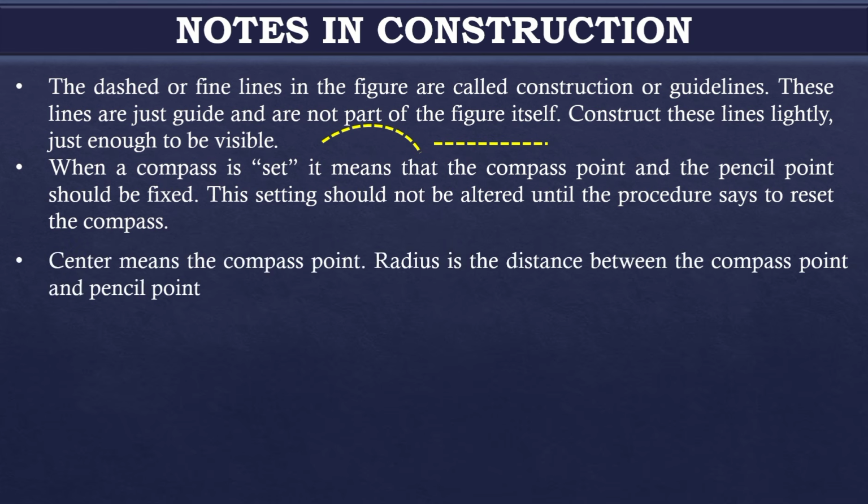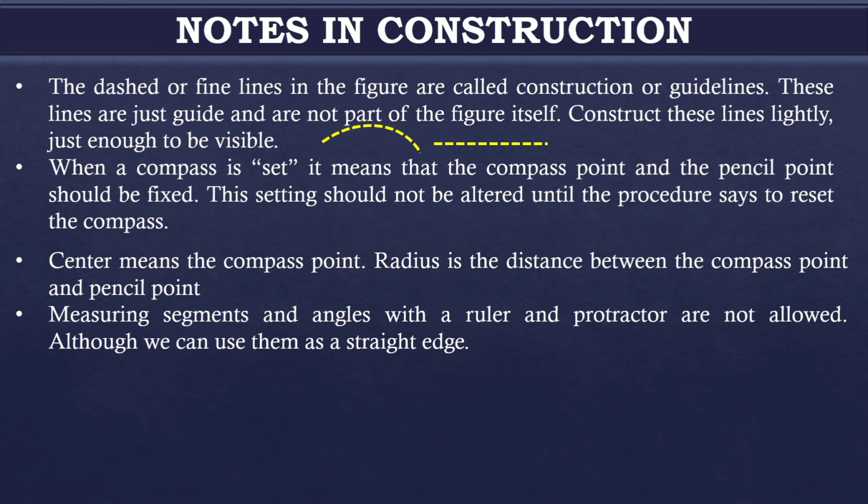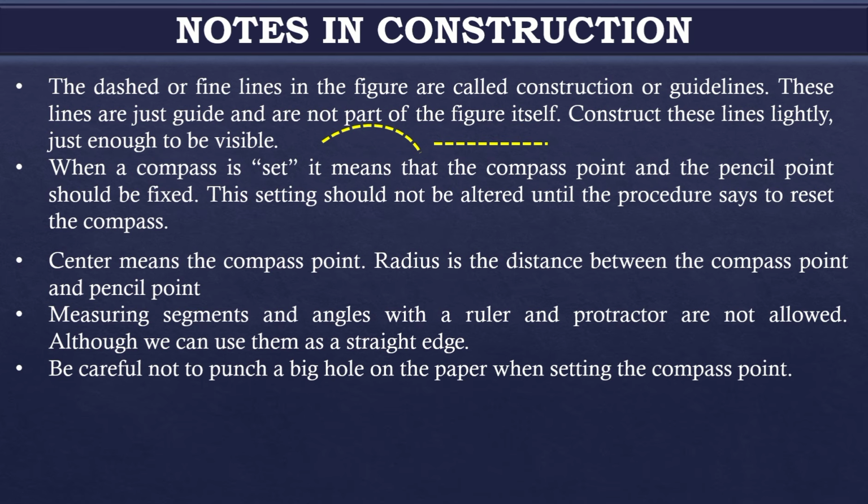Okay? And then the center is your compass point, and then the distance from your compass point to your pencil point is what we call the radius. In measuring segments and angles with the ruler and the protractor, those are not allowed. Okay? So, hindi tayo pwedeng mag-measure dito. Okay? We can only use the compass to form an arc and a straight edge to draw a straight line.